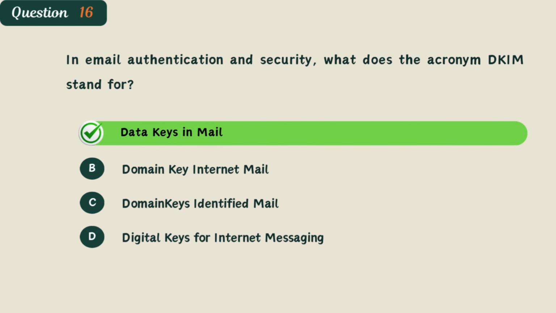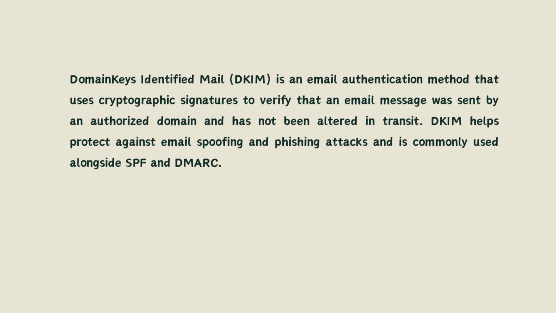Correct answer: A. Data keys in mail. Domain Keys Identified Mail, DKIM, is an email authentication method that uses cryptographic signatures to verify that an email message was sent by an authorized domain and has not been altered in transit. DKIM helps protect against email spoofing and phishing attacks and is commonly used alongside SPF and DMARC.